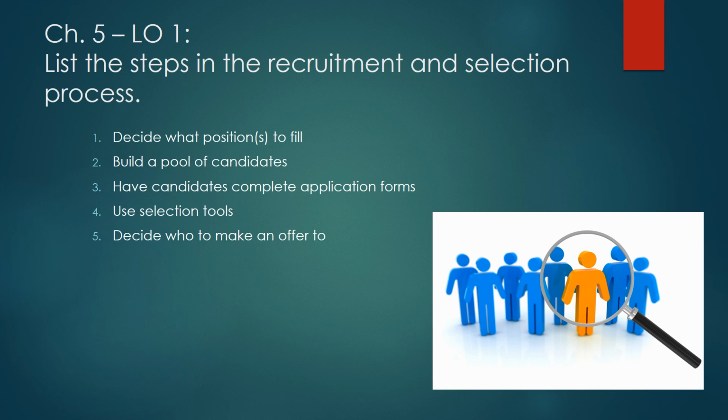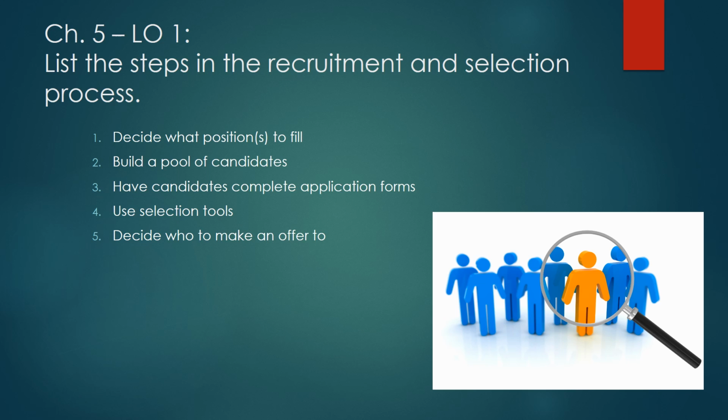If you recall in Chapter 4, we looked at job analysis, the prerequisite to the recruitment and selection process. Once we have identified the duties and human traits, being the experience, education, certificates, etc., we move through the process outlined here. First, we decide what positions to fill. We do this through workforce planning and forecasting, which we will cover shortly.